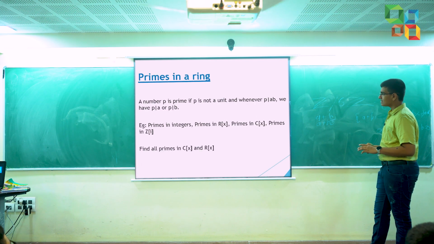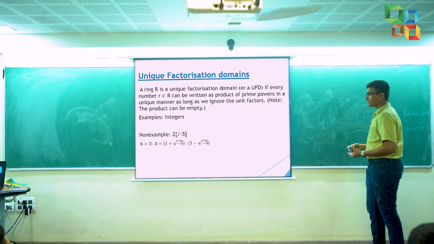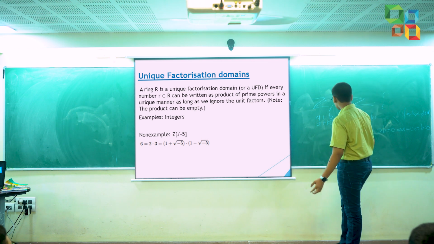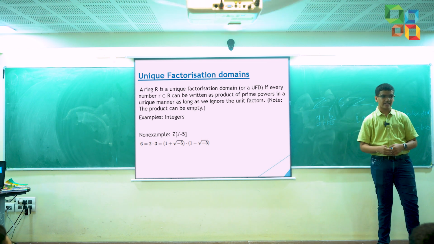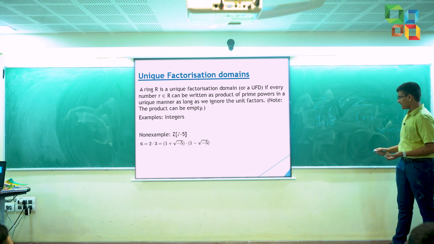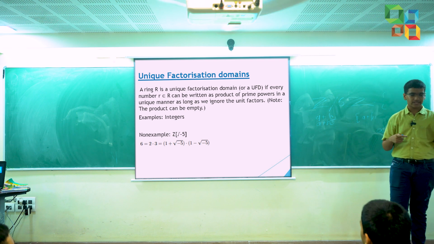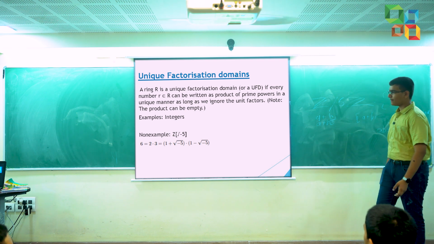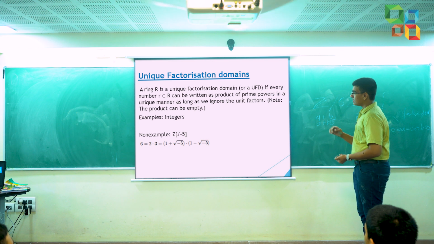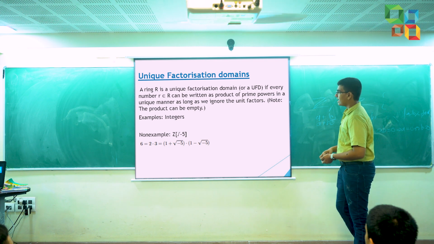Next, primes, same thing. And UFD is wherein the fundamental theorem of arithmetic is followed, where you can break down, let's say, 12 into 2 squared times 3. That's the only way you can break down 12 into a product of primes.